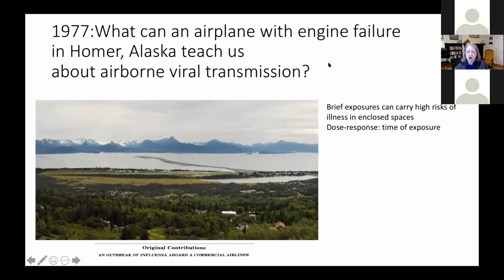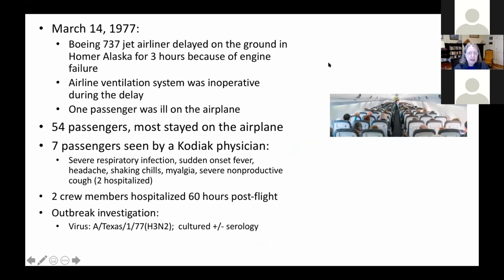Next slide. Here's what happened in Homer, Alaska. An airline was stuck on the ground for 3 hours because of engine failure. And in retrospect, the ventilation system was inoperative, and there was one sick passenger. There were 54 passengers on the airplane, and a primary care physician in Kodiak, Alaska, happened to suddenly see 7 people who were acutely ill, and 2 of them required hospitalization. And then 2 crew members got sick, and an investigation started. And it turned out that this was an influenza virus.